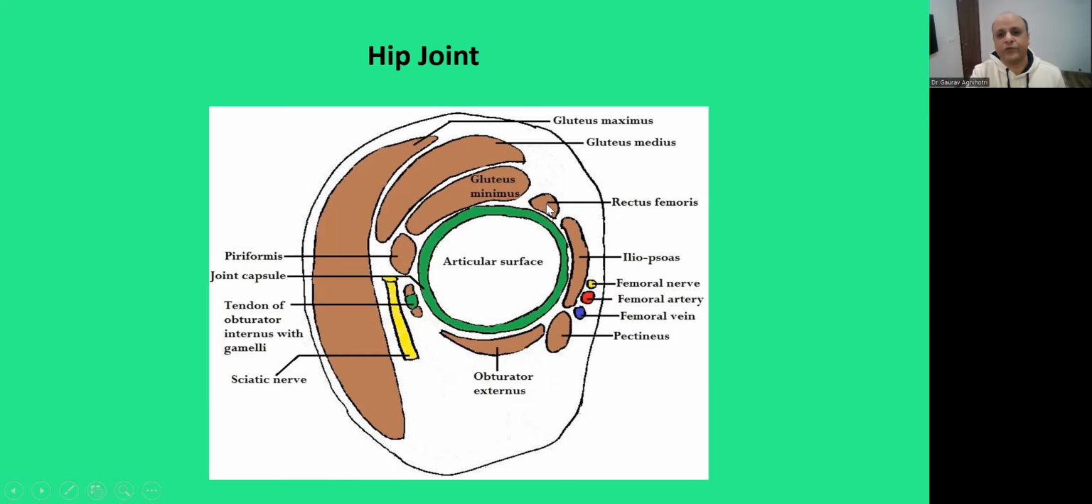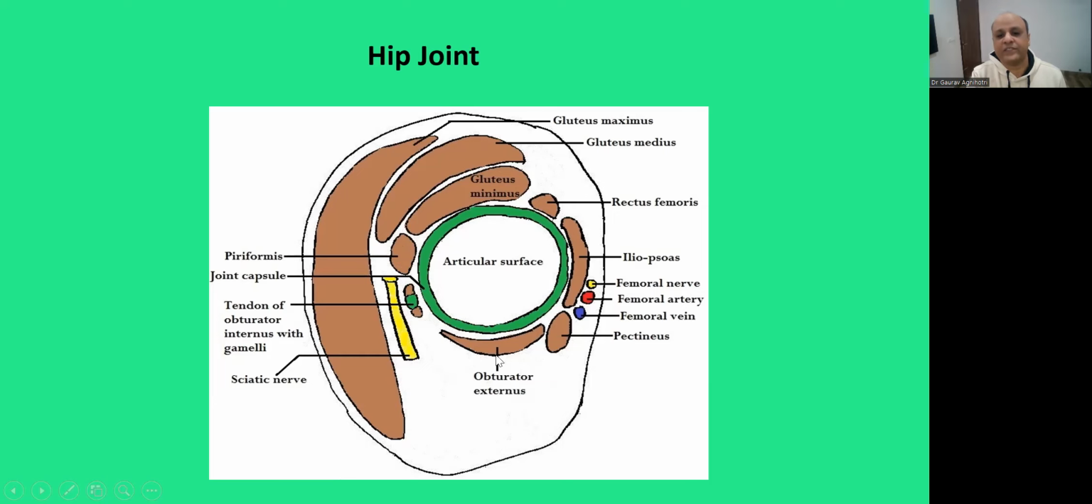For the superior relation of the hip joint, we have the rectus femoris. We can make out this green line is representing the hip joint. So the superior relation is the rectus femoris, gluteus minimus, gluteus medius, and part of gluteus maximus. When we come to the posterior relations of the hip joint, we have the gluteus maximus, the largest muscle. Then we have the piriformis muscle. We have the tendon of obturator internus with the two gemelli in relation to it.